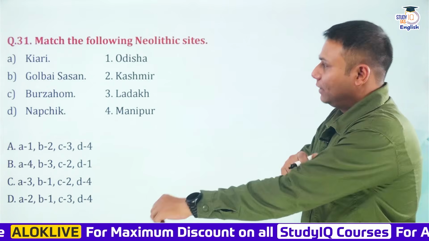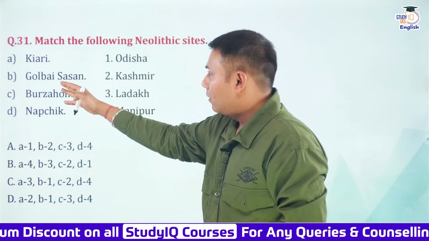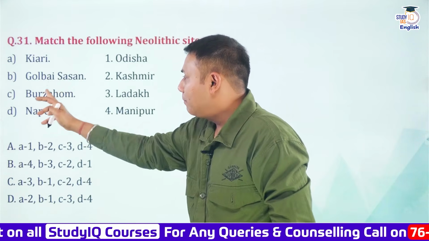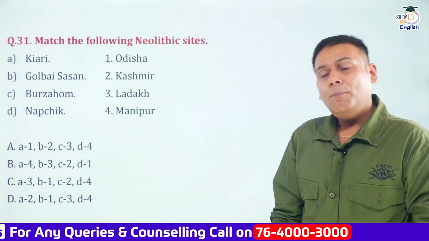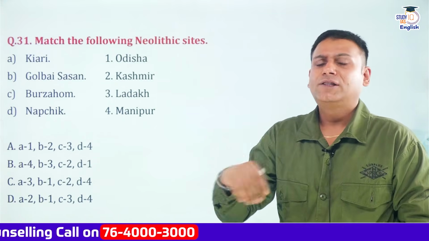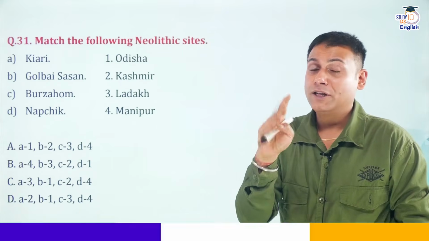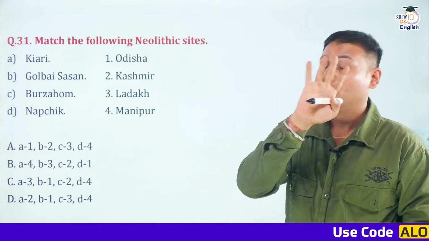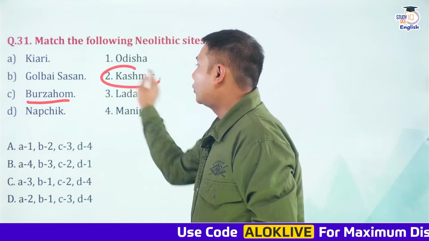Match the following Neolithic sites: Kiari, Golbai Sasan, Burzahom, Napchik, with Odisha, Kashmir, Ladakh, and Manipur. Suppose you know just two sites, for example, the two very important ones. Everyone knows one important site because it is mentioned in NCERT and in the Tamil Nadu State Board book. That is Burzahom, and it is located in Kashmir.